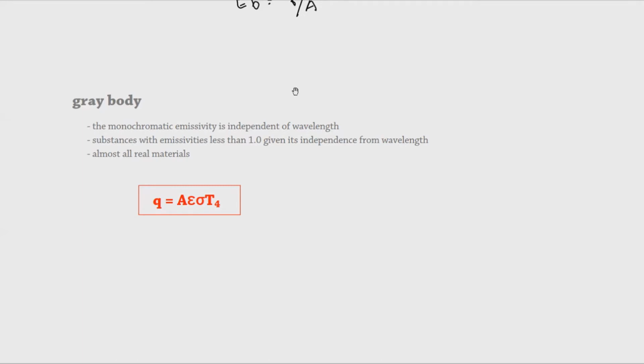Even the human body is not 1, for example. And in this case, this is our general equation for gray body, that is Q is equal to the area and then the emissivity, which is independent of wavelength. That's why we can actually lump this up to some temperatures and it doesn't change. That's the essence of having this gray body. And then we have this Stefan-Boltzmann constant, and then actually this should be T to the fourth and not T sub 4. Let me just edit here.